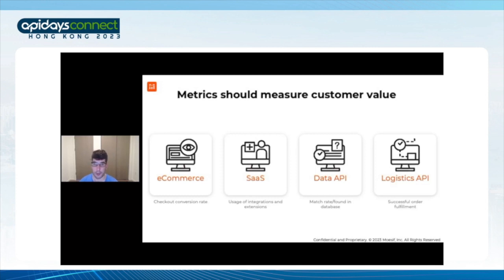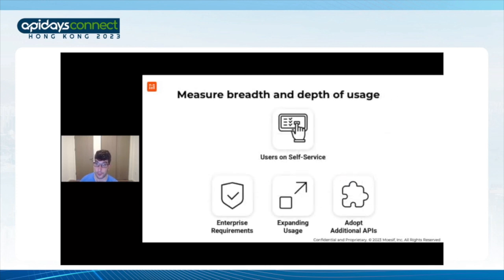Of course, if you're submitting duplicate orders, we might want to exclude those because that is not what we consider successful. But it's important to look at 2 different variables when we measure engagement. There's both the breadth and the depth of usage.